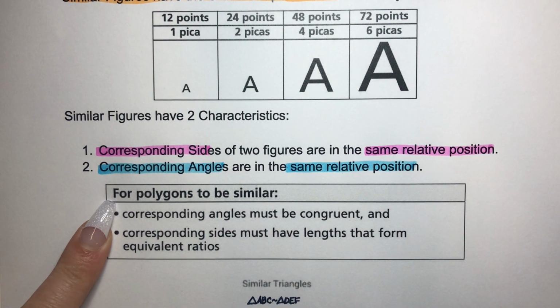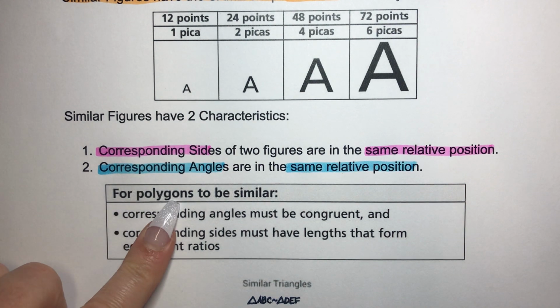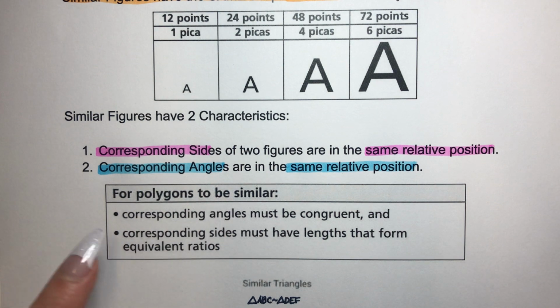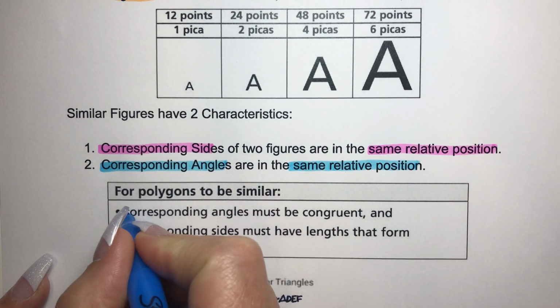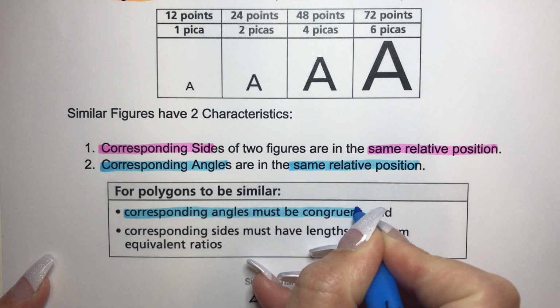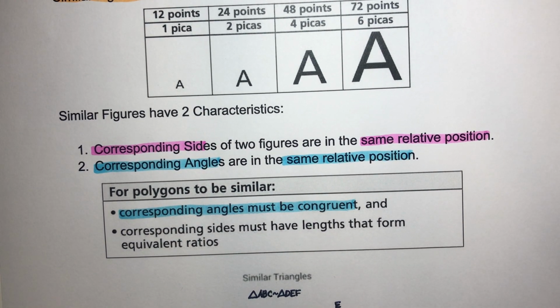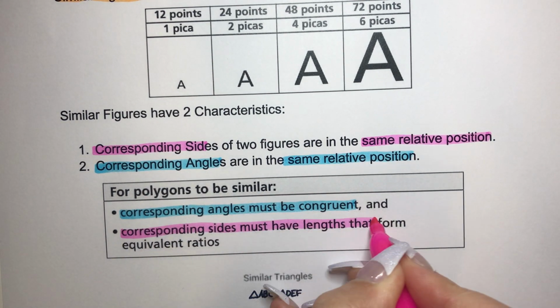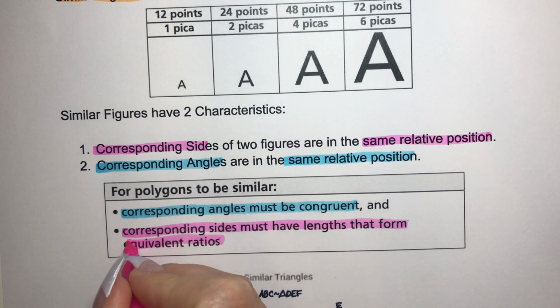So for polygons, right, polygons is many-sided. Poly means many, many-sided shapes. For polygons to be similar, the corresponding angles must be congruent, okay? So corresponding angles must be congruent, and the corresponding sides must have lengths that form equivalent ratios. All right, so let's go ahead and look at that.